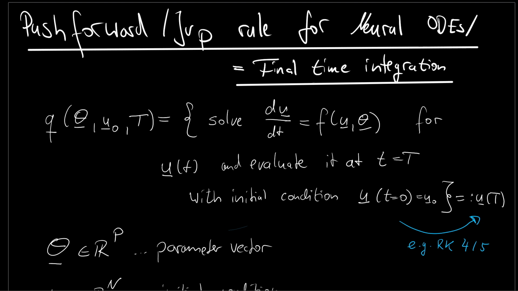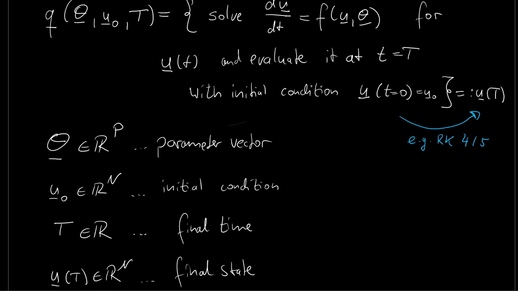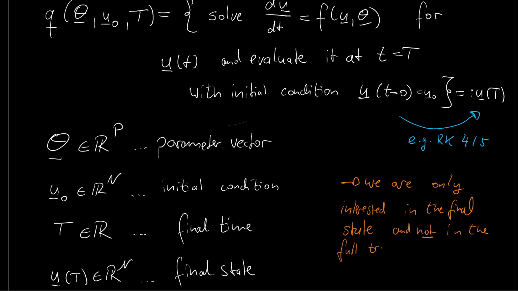Let us write this down once again, that here we are only interested in the final state. So let's say we are only interested in the final state, so the solution function evaluated at the final time, and we are not interested in the full trajectory. Okay, so far so good. That is our primal problem, to integrate this neural ODE or just to have a general ODE and integrate it all the way to our final point.